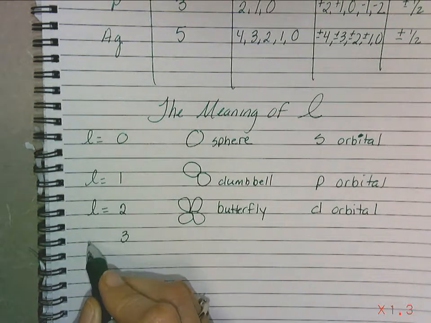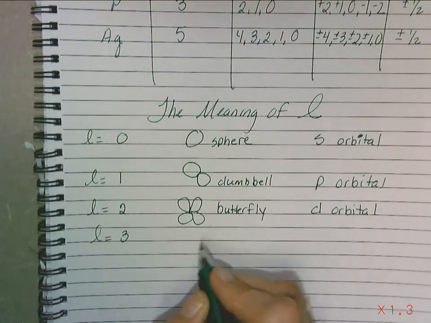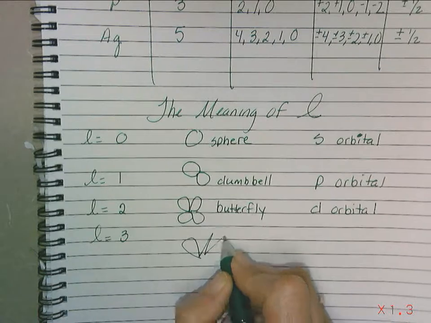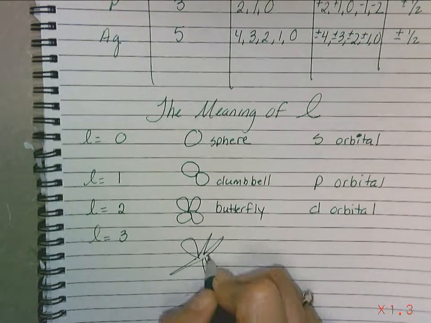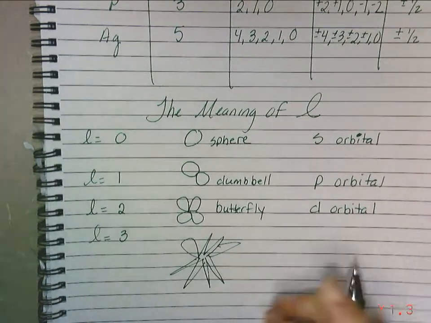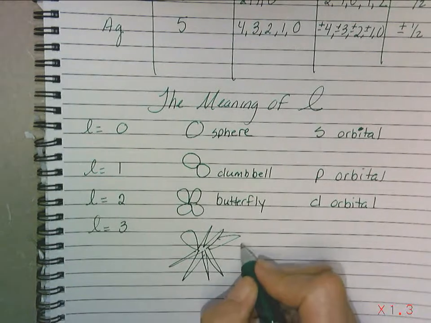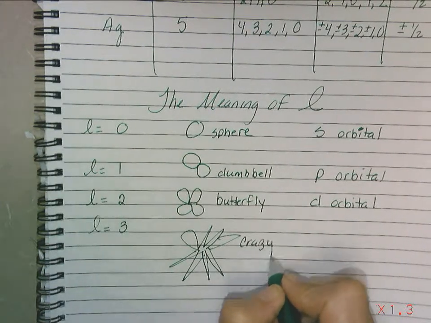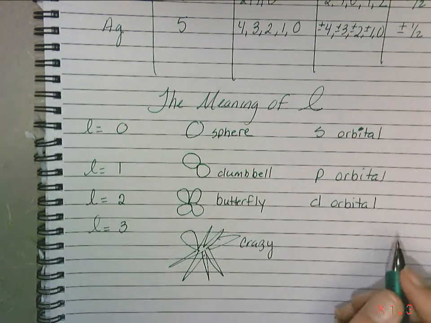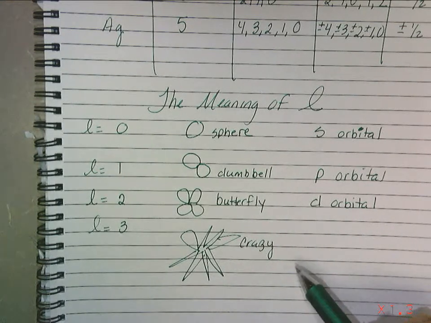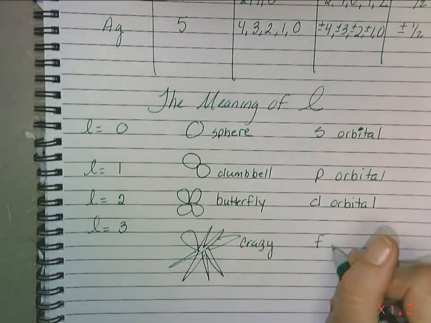And lastly, when L is equal to 3, this one has a very odd shape, so just kind of bear with me when I draw this odd space. I call it the crazy shape because the dimensions are really, really bad. I'll show you some online pictures of these. This is called the f orbital.